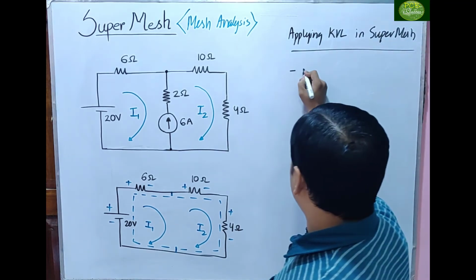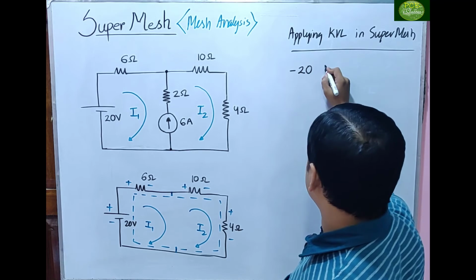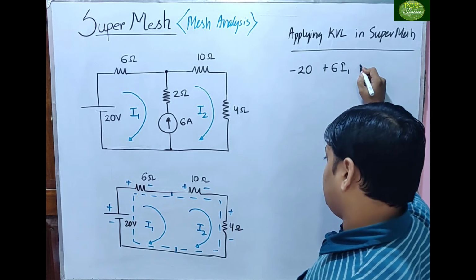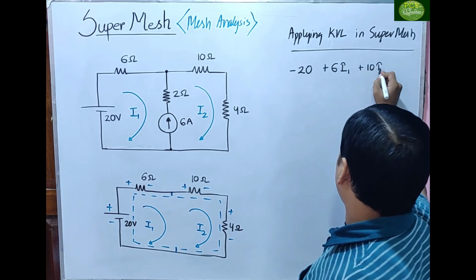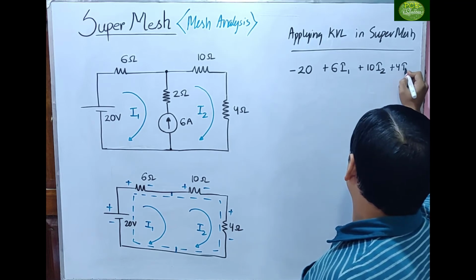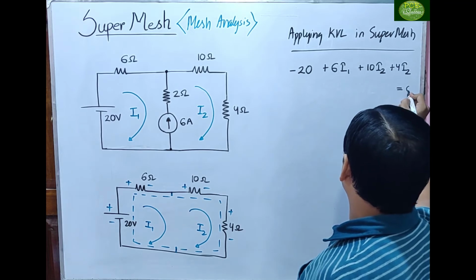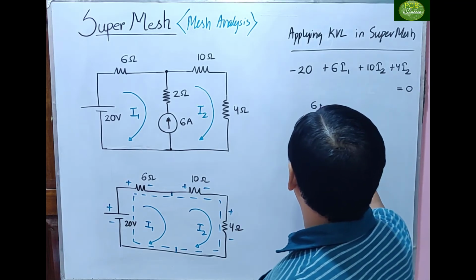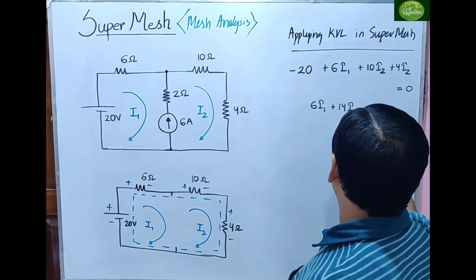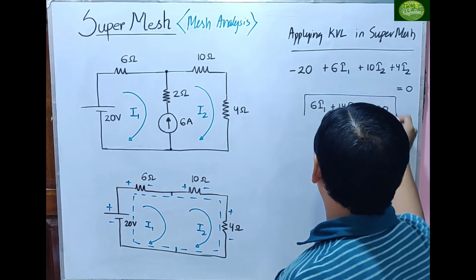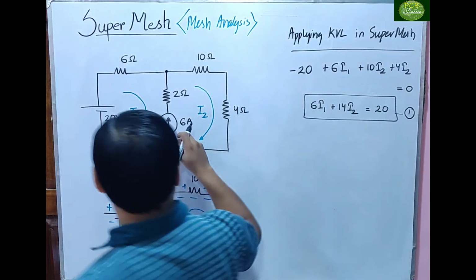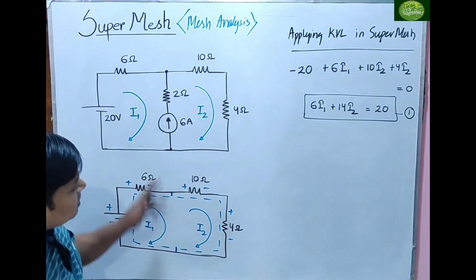So what will I write down? -20 plus 6 into I1 plus 10 into I2 plus 4 into I2 equals 0. So what can I write down? 6I1 plus 14I2 equals 20. This is my mesh equation, right? Equation number 1. Now from the circuit diagram you see here, 6 ampere is upward.